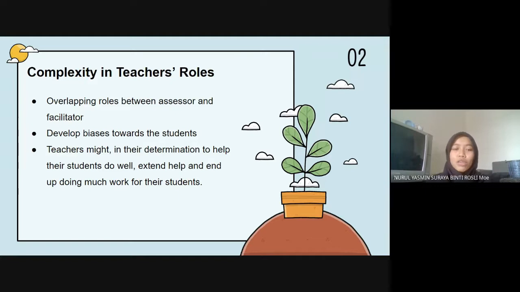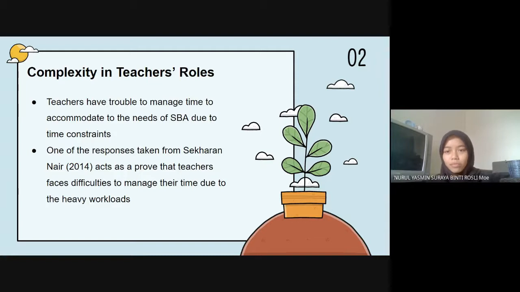When that happens, it develops biases towards the students, because some students don't have the courage to meet the teacher like some students do. So it will develop biases towards the students. And also teachers, in their determination to help their students do well, might extend help and end up doing much work for their students. Okay, so let's look at the next slide.